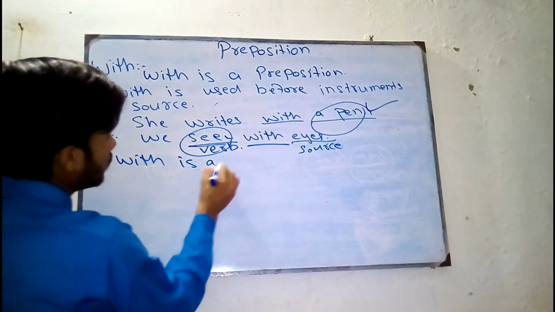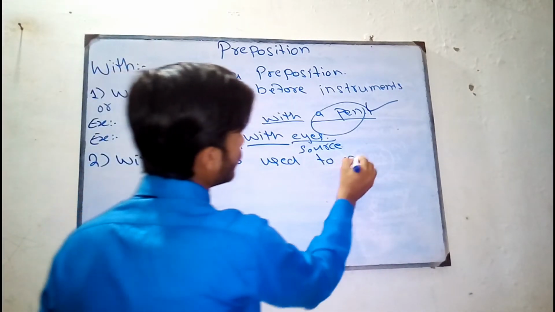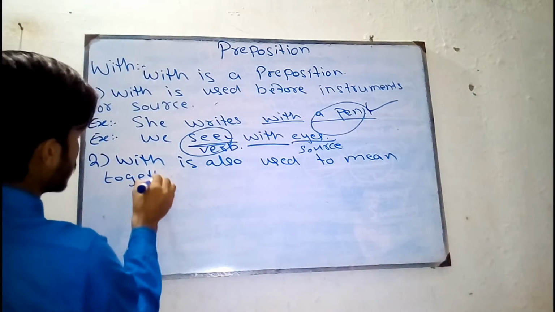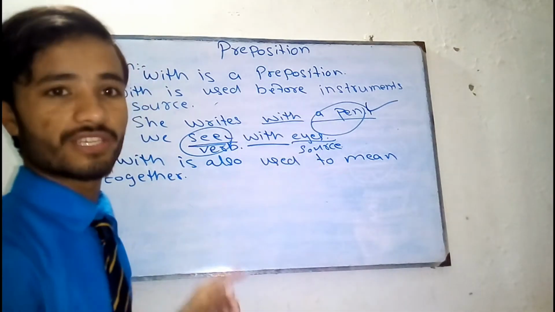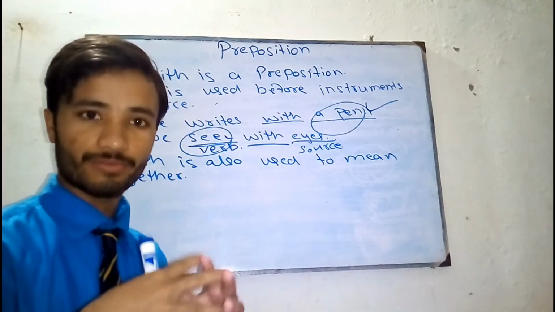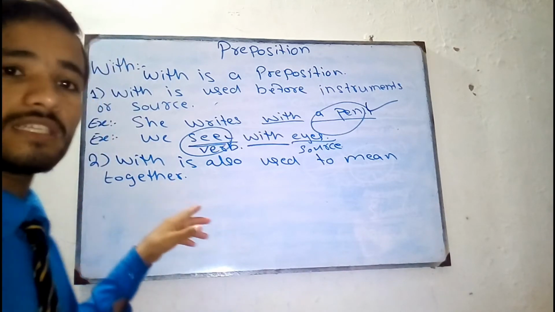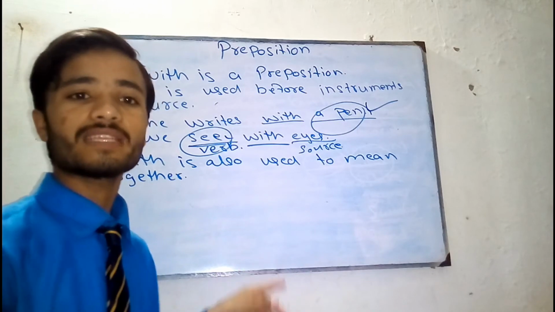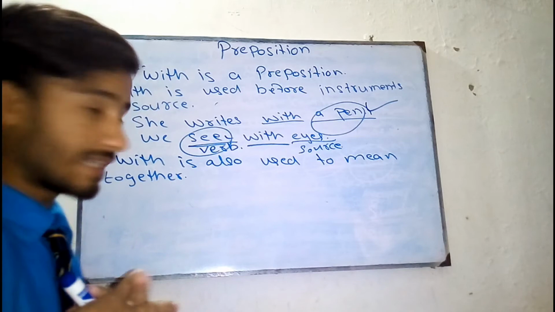"With" is also used to mean together. What does it mean? It means that whenever we have two things together, right? So then we can use "with". Is this clear? With का दूसरी इस्तेमालात क्या है? "With" is also used to mean together. इसकी दूसरी इस्तेमालात यह है कि इसका मतलब है कि साथ होना. क्या के साथ होना. Is this clear, guys? See the example.